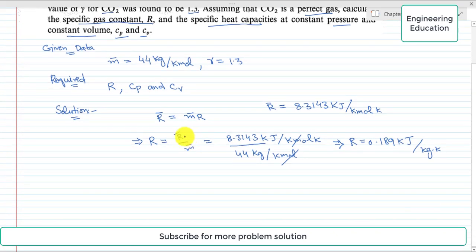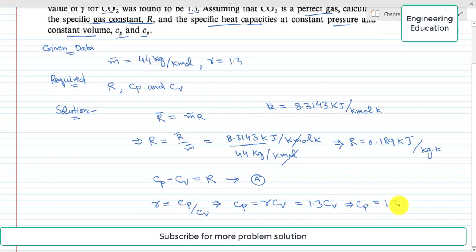Similarly, to find the value of Cp and Cv, the specific heat capacities at constant pressure and constant volume respectively, we have a relationship: Cp minus Cv is equal to R. This is expression A. Also, we know that gamma is equal to Cp by Cv. Rearranging, Cp is equal to gamma into Cv. The value of gamma is given as 1.3, so Cp is equal to 1.3 Cv. Let's suppose this is expression B.